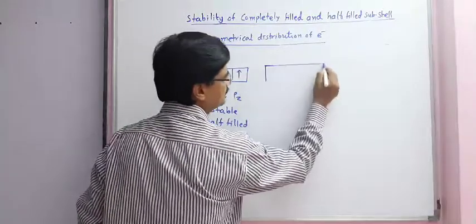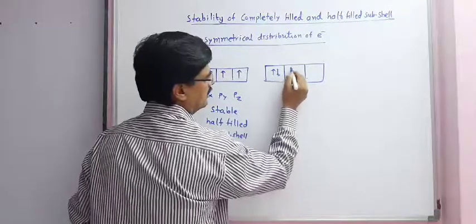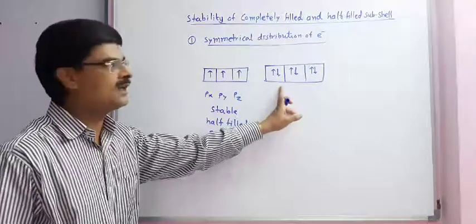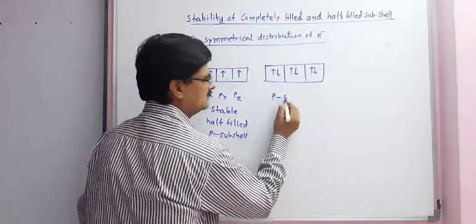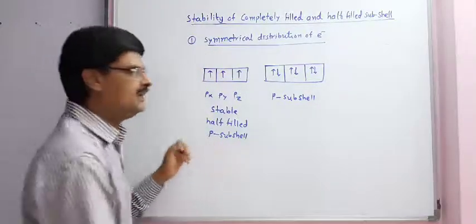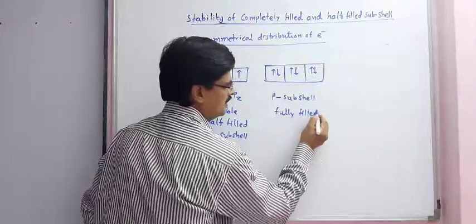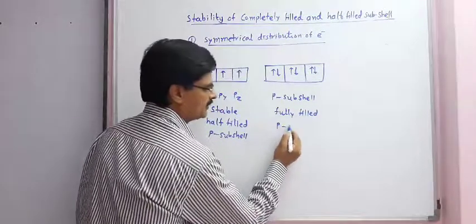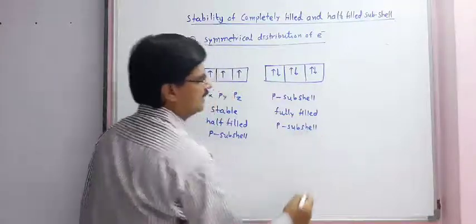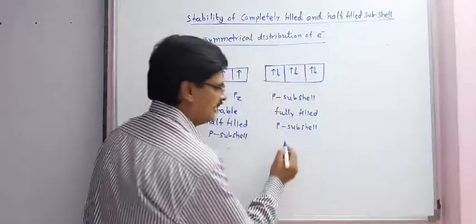Same way, if 6 electrons are present in the p subshell, we can say it is fully filled. Even then, because of the symmetrical distribution, we can say this is stable.